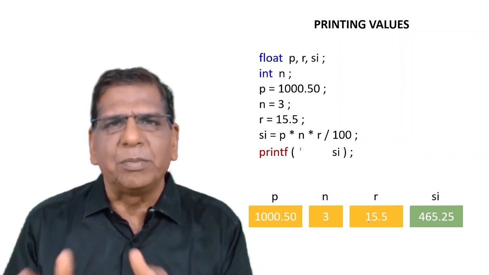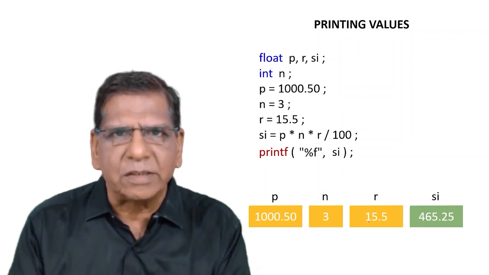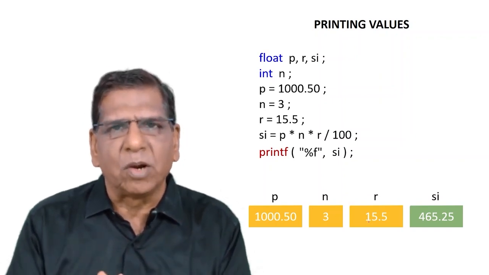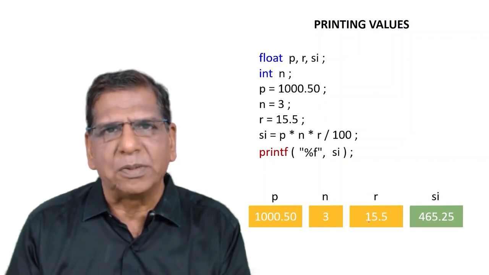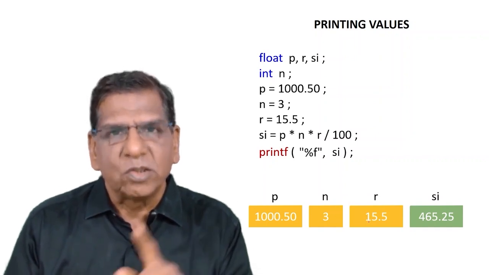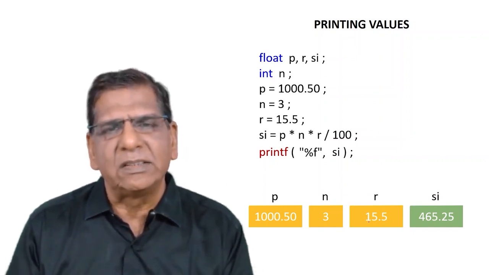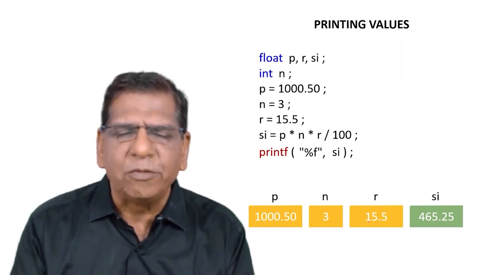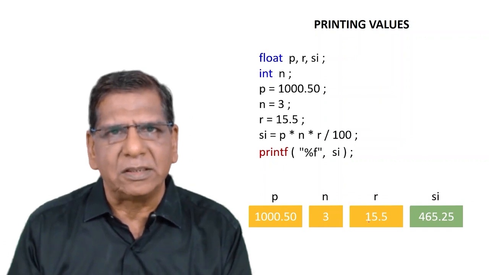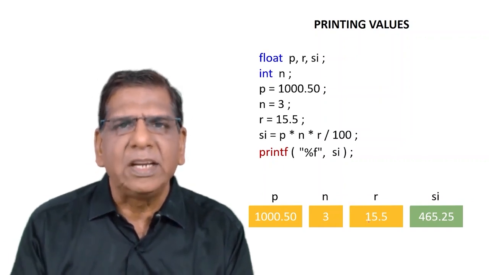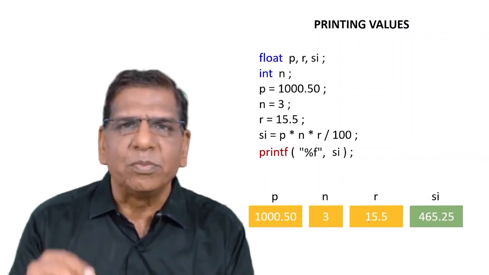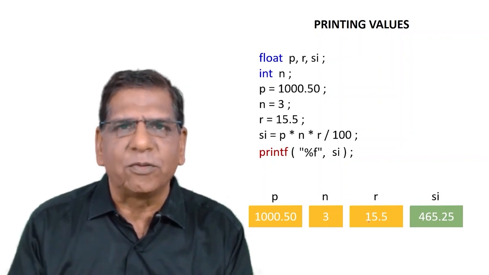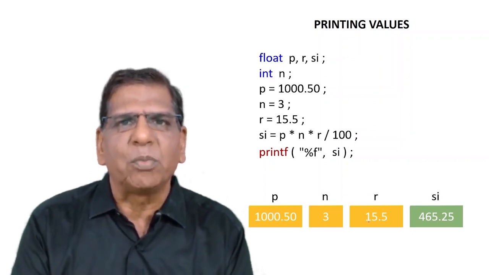Note that just saying printf SI is not enough. Before SI, we need to use within double quotes what is known as a format specifier. So this %f that we are using is known as a format specifier. Every format specifier begins with a percentage. F indicates that we are trying to print out a float value. SI is a float variable. That's why we employed %f.